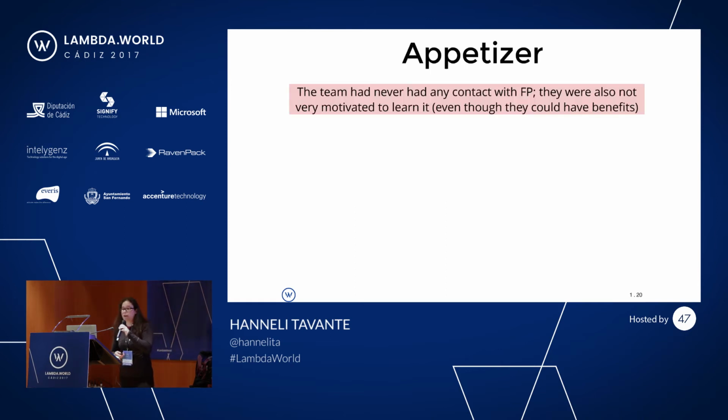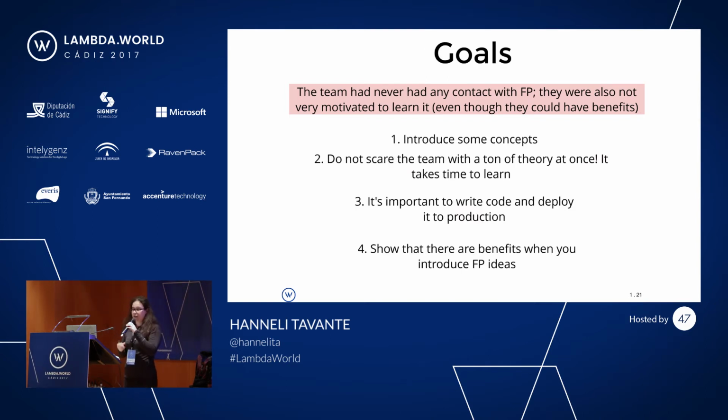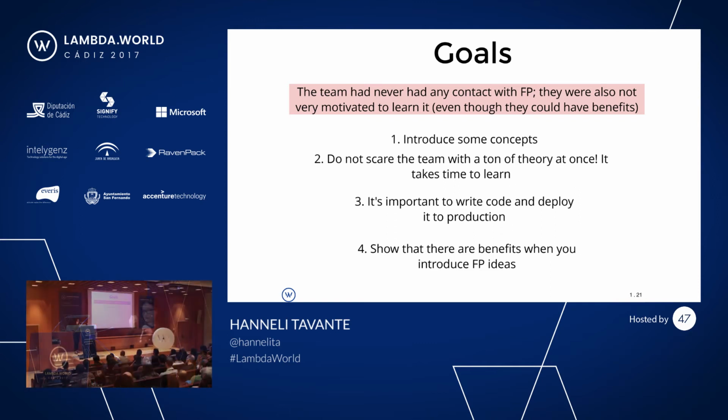that I could work with. So the first example that I have is about the teams that had never had previous contact with functional programming, and they were not that very motivated to put something in production. So things that I had as my goals for these teams was like introducing some concepts slowly, without scaring them.